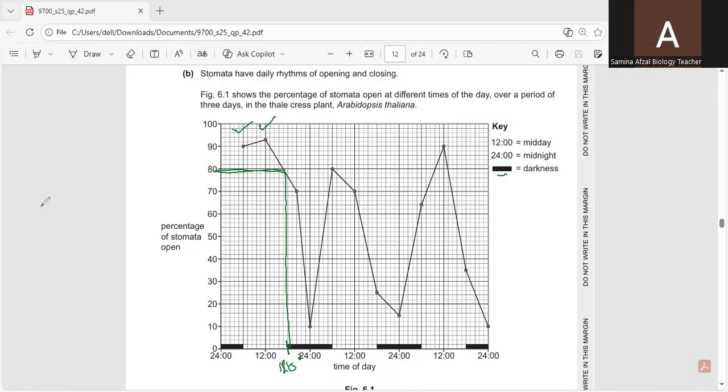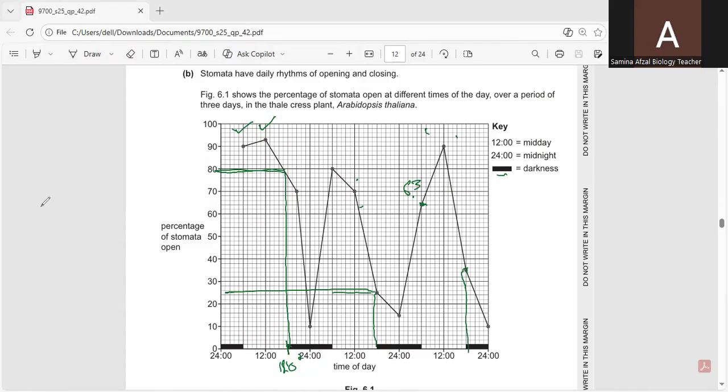And on the other day, you can see at 6 it is 80%, and then at 12 it is 70%. And then at the 18th hour, it is less than 30%. The same is on the third day. You can see at 6 it is 63%, and then the maximum is 90%, and then it is dropping down.